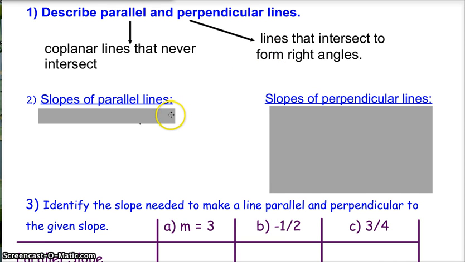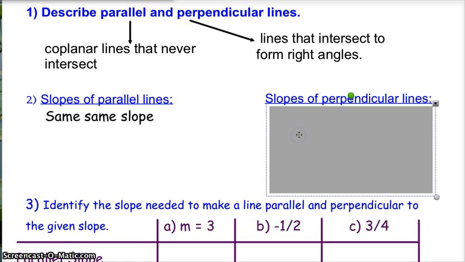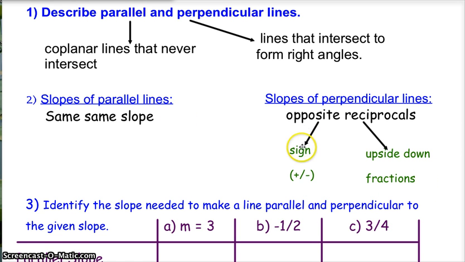A review from Algebra 1, slopes of parallel lines are exactly the same. Slopes of perpendicular lines are opposite reciprocals. By opposite, we're referring to the sign. One of them is positive, one of them is negative. By reciprocal, we're looking at taking the value and flipping it upside down as a fraction.